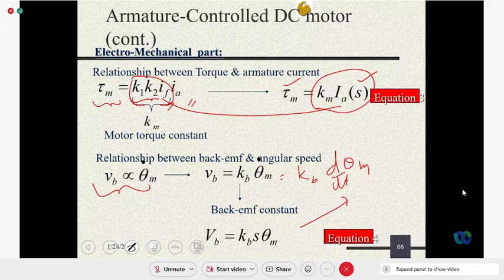Sir, once explain the part where K1, K2, IF equals Km. Now, K1 and K2 are proportionality constants. Accepted? The produced torque depends upon the field current, so by changing the field current, torque can be varied, and by changing the armature current, torque can be varied. Accepted?